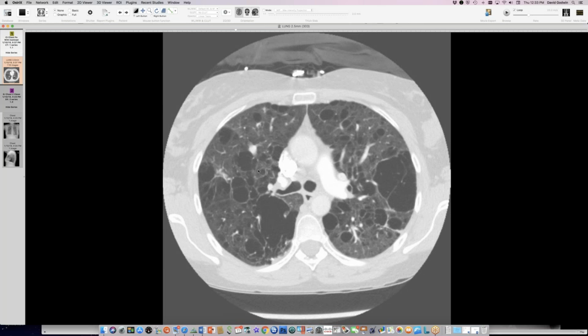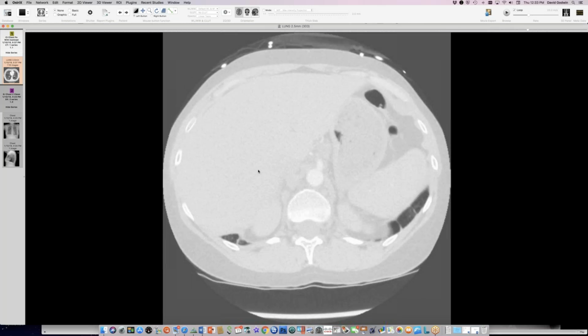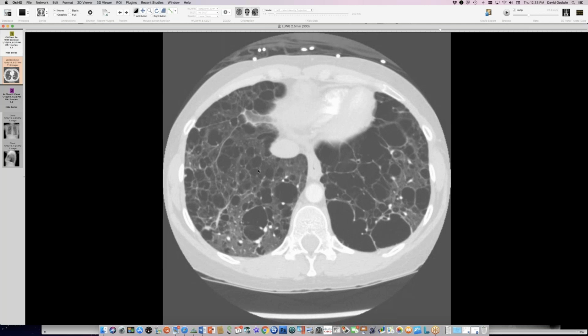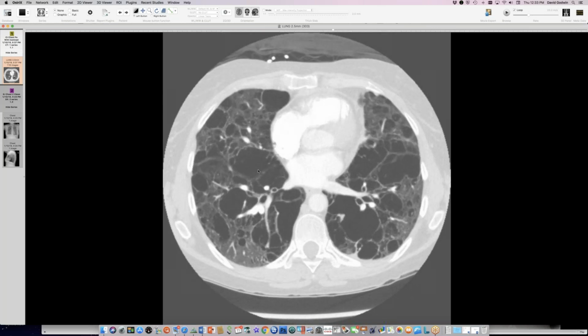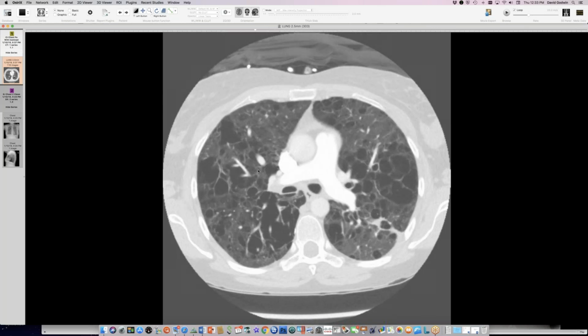I think it's more basal predominant, which would argue against LCH. I mean, it goes all the way down, and that left lower lobe is in bad shape. But if you go up a little bit, there's actually fewer holes in the lung. Yeah, the distribution. That's a good point.